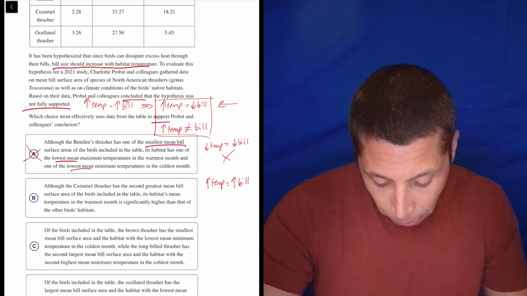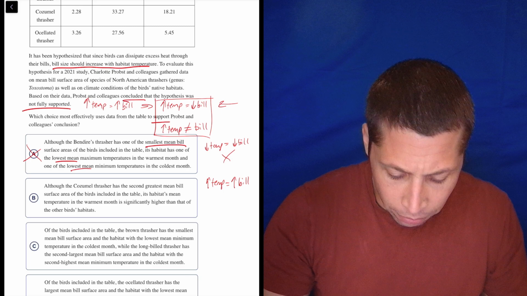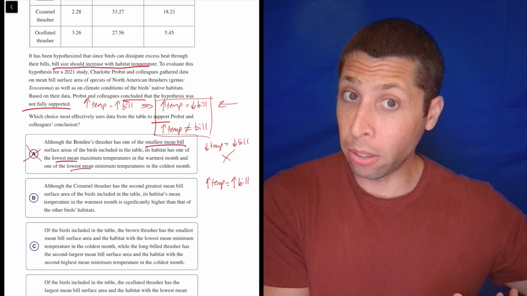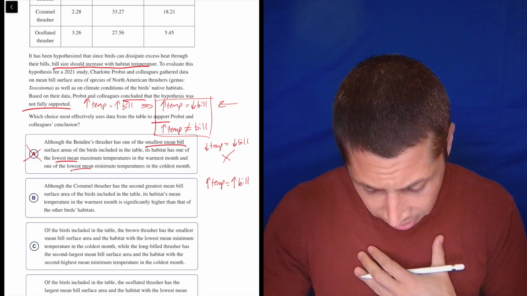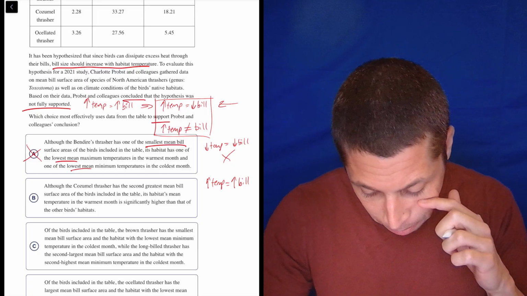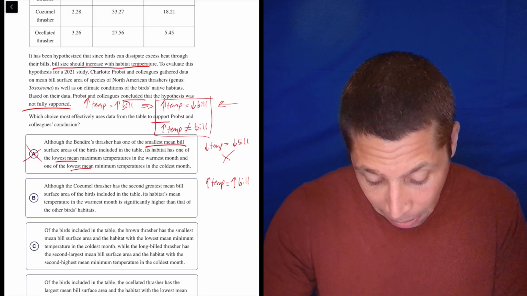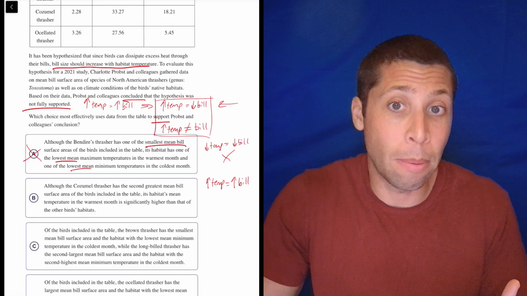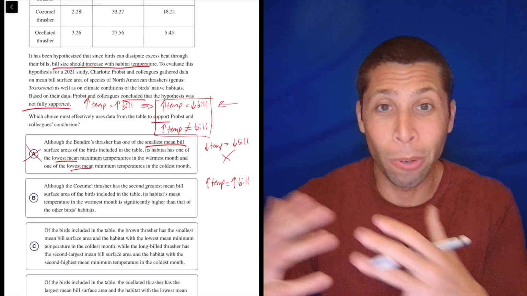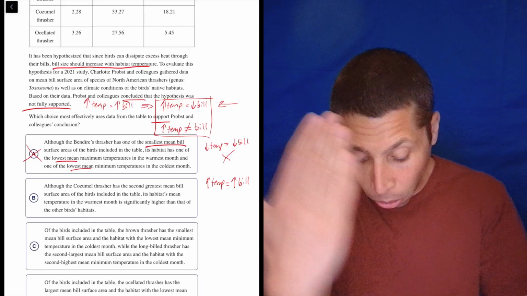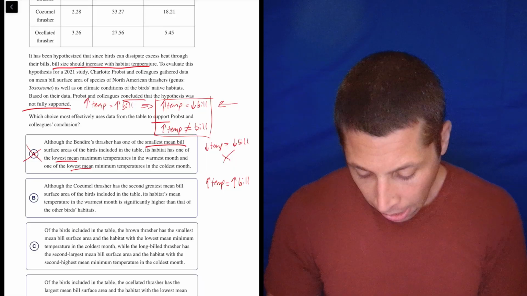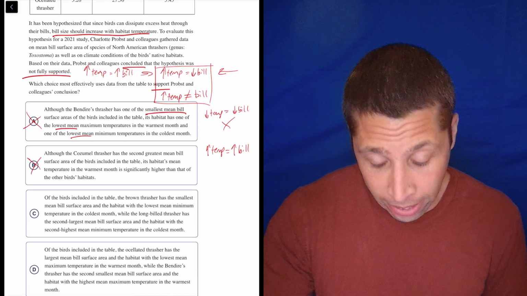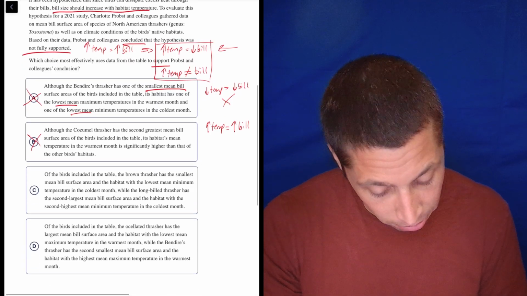Now, I also have some other problems with this. I mean, does it really matter if it's higher than the other birds' habitats if I don't know anything about the other birds' bills? I guess I kind of do, because they're saying this is the second greatest mean bill surface area. So it's a big bill and it's a high temperature. So again, that does seem to suggest that this pattern is what the original hypothesis was, but not what Probst's conclusion was. So I feel pretty comfortable getting rid of this. C, and again, notice I'm not checking the data. I just don't like that process. I don't think it's efficient.